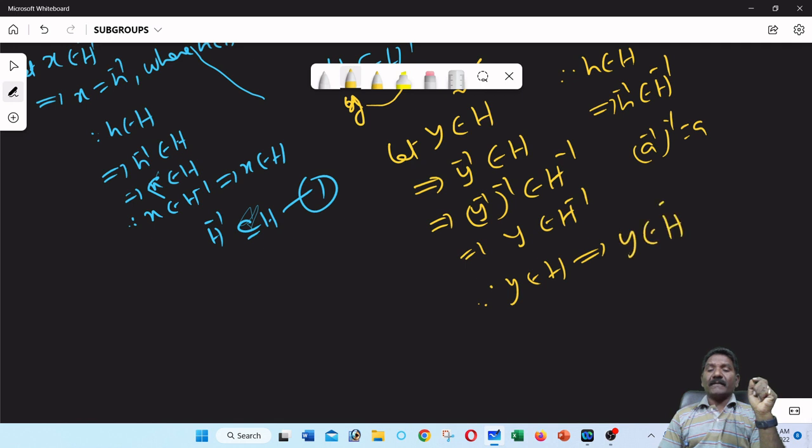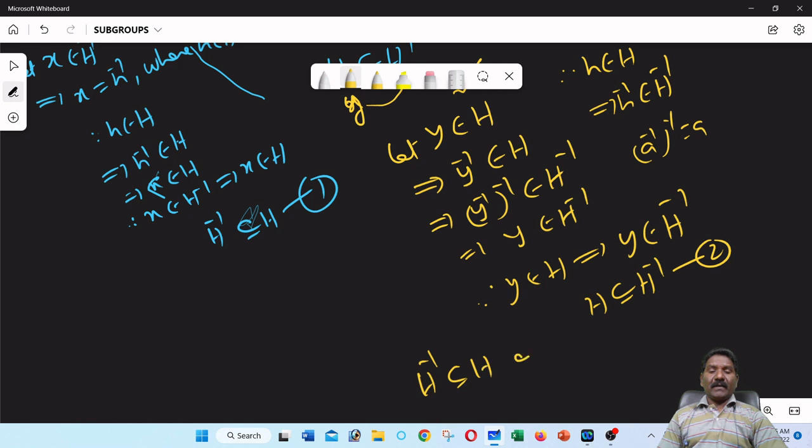This gives H is a subset of H inverse. This is equation 2. So equation 1, H inverse is a subset of H, and equation 2, H is a subset of H inverse. From 1 and 2 we get H inverse is a subset of H and H is a subset of H inverse. This gives H inverse equal to H.